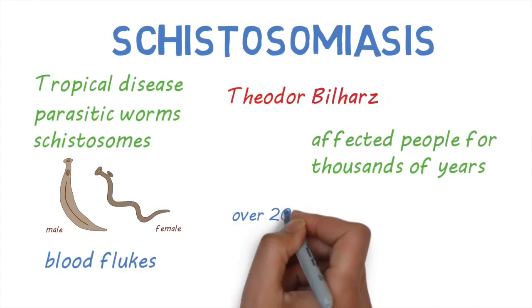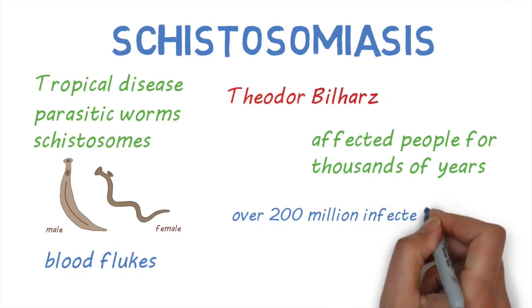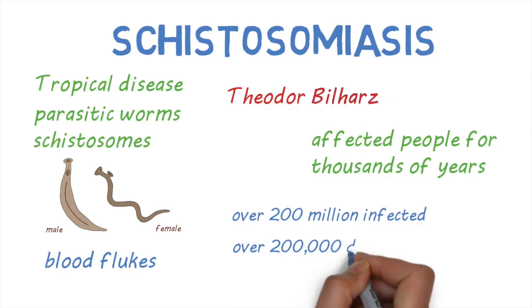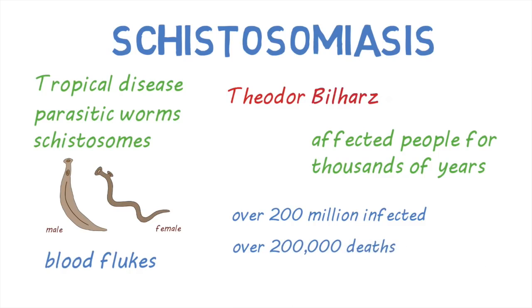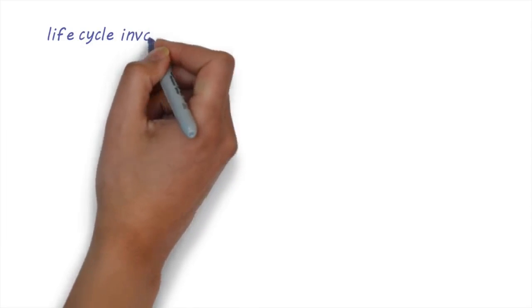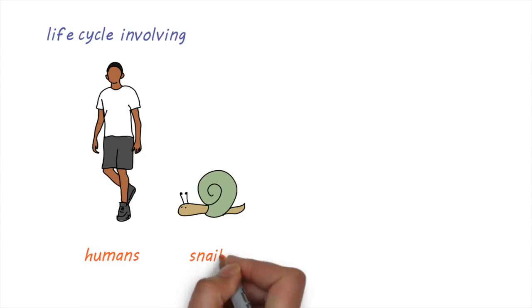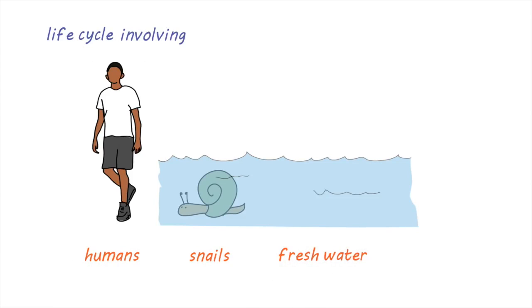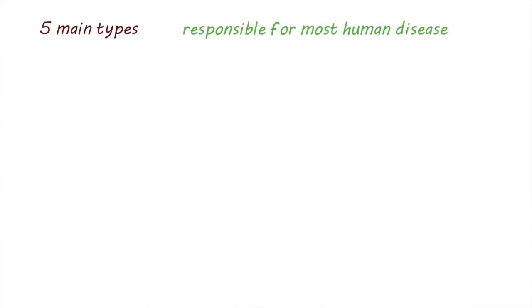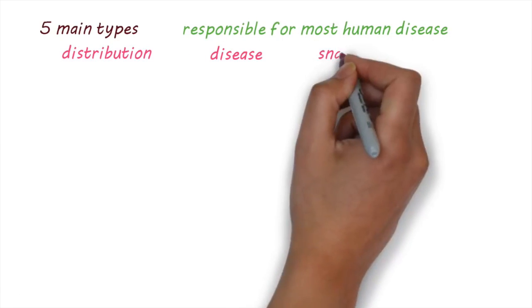It's estimated that over 200 million people around the world are infected with these parasites. In sub-Saharan Africa alone, it causes over 200,000 deaths each year. Schistosomes have a very complex and interesting life cycle involving humans, snails, and fresh water, such as lakes, ponds, and reservoirs. Five main types of schistosomes are responsible for most human disease. They differ in their distribution, the kind of disease they cause, and the type of snails that they live in.